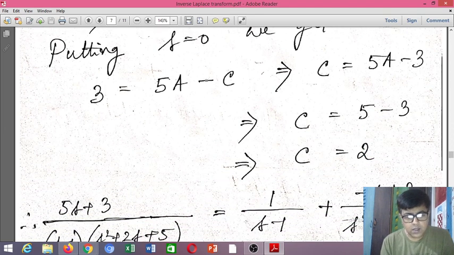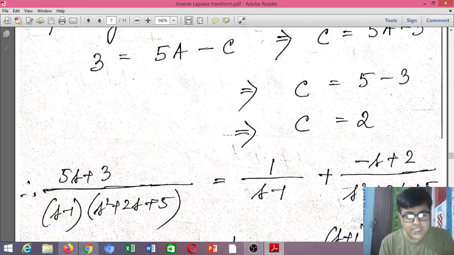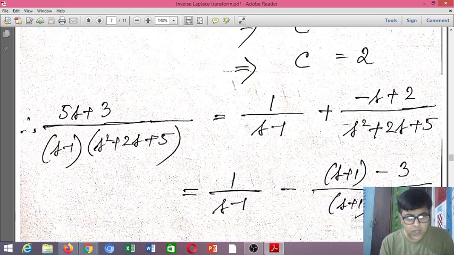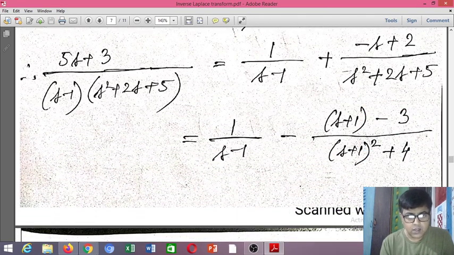Once they are obtained, they are put back into that partial fraction. So you have split this function of s, 5s plus 3, partially in the form of 1 by s minus 1 plus minus s plus 2 divided by s square plus 2s plus 5. Now I can modify this a bit. I am doing that simply to use the known form, because I know 1 by s minus 1 has already come in known form.